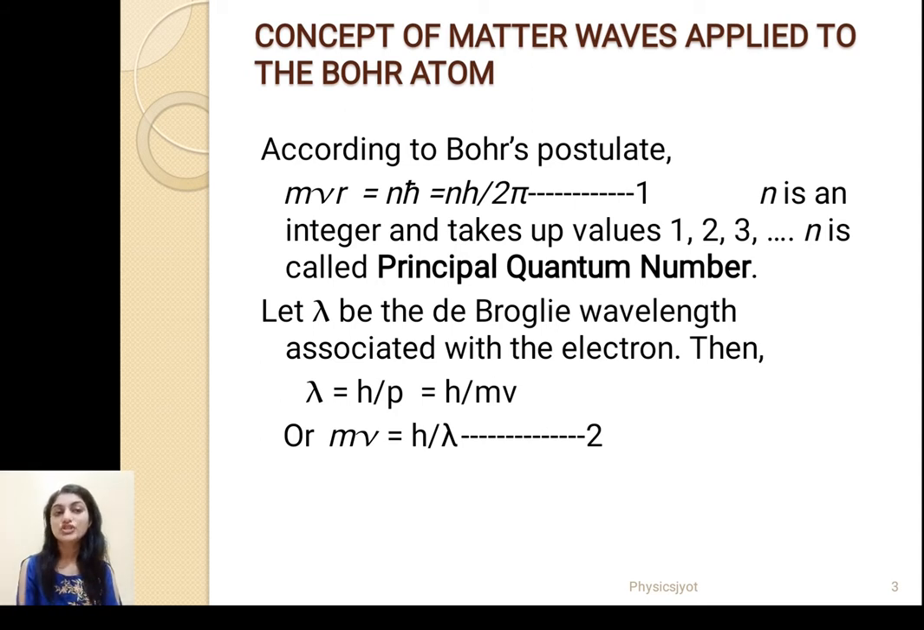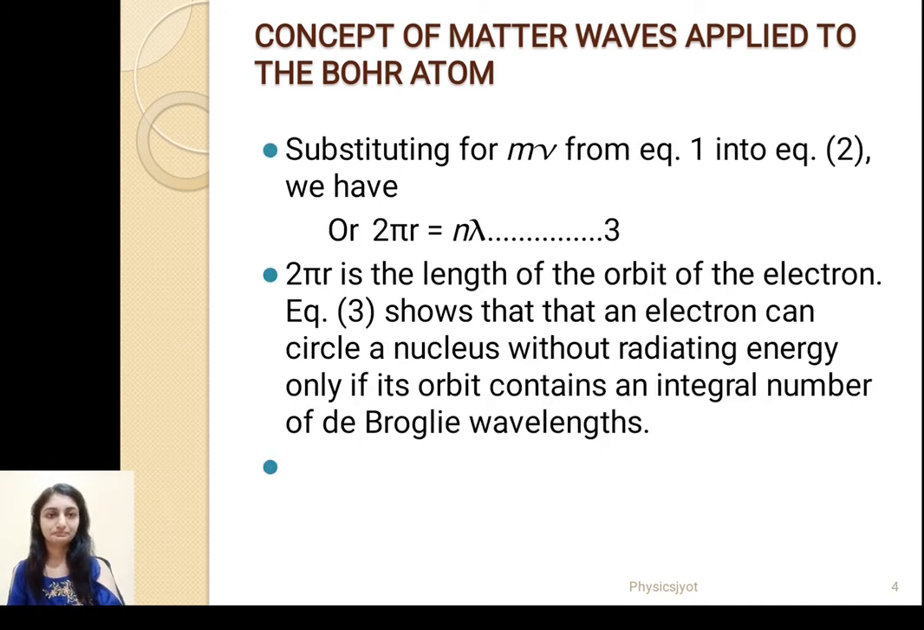Let lambda be the de Broglie wavelength associated with the electron, then lambda equals h upon p, or for p we can substitute mv, so we get h upon mv. So we have equation 1, and equation 2, that is mv equals h by lambda, which we have calculated using the de Broglie hypothesis. Substituting for mv from equation 2 into equation 1, we will get 2 pi r equals n lambda.